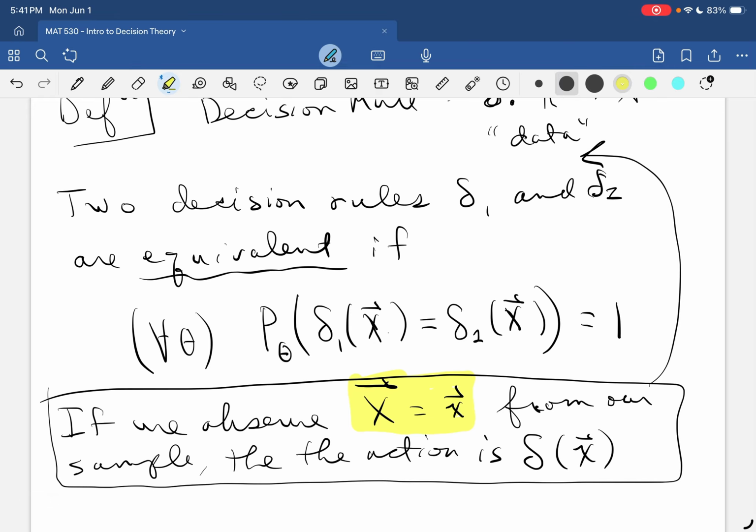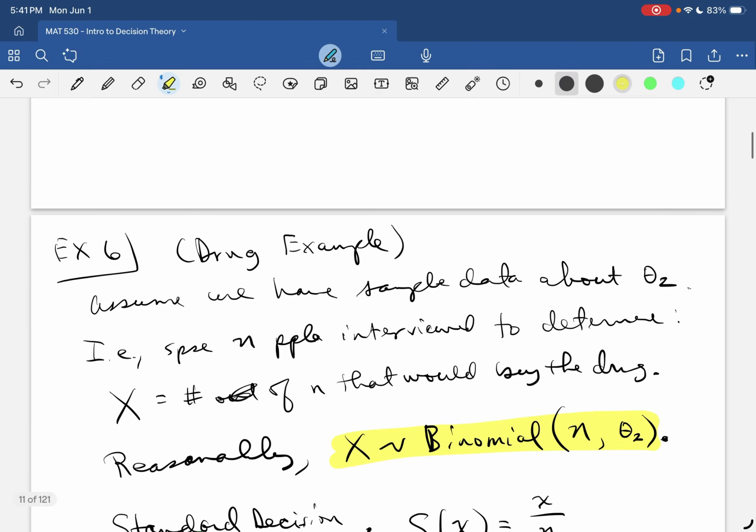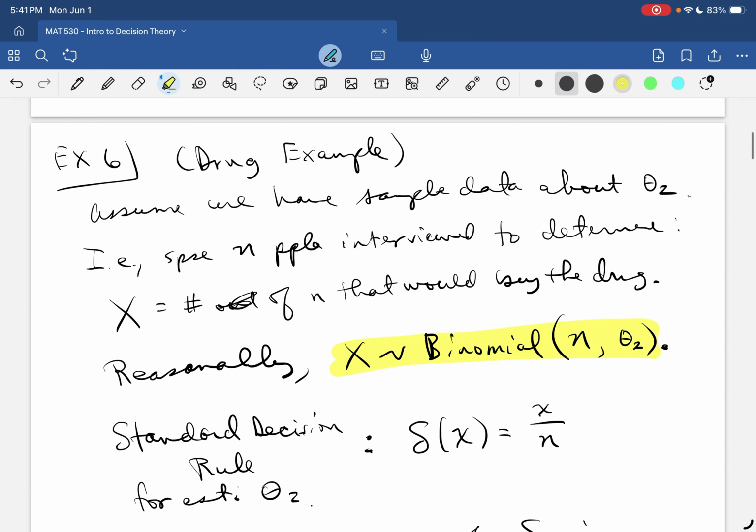Okay, so let's look at an example of classical decision making. And this is something that I'm sure we've all seen. So this is a very common situation. So assume we have sample data about theta 2, and we suppose that we interviewed little n people in order to determine the number of people that would buy the drug. So we referred to this earlier. And we said that reasonably, this random variable should follow the binomial distribution we see here.